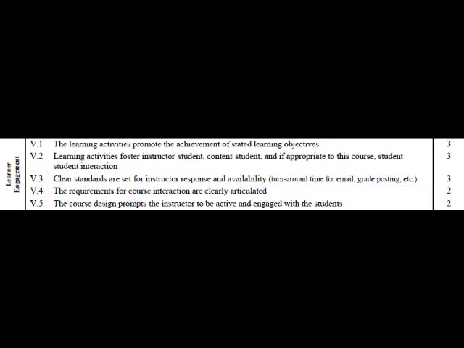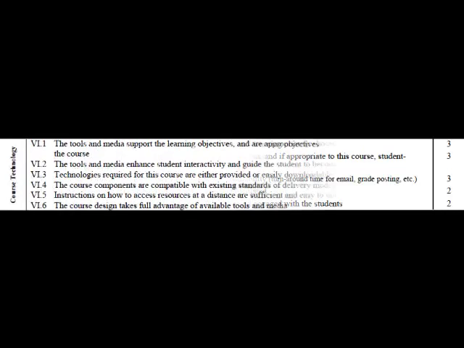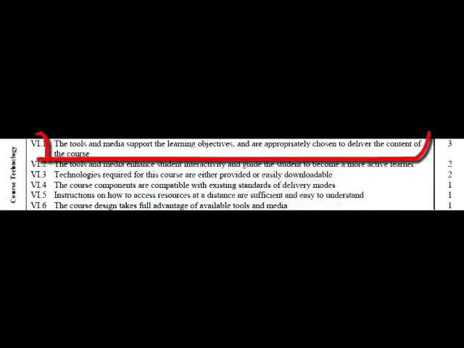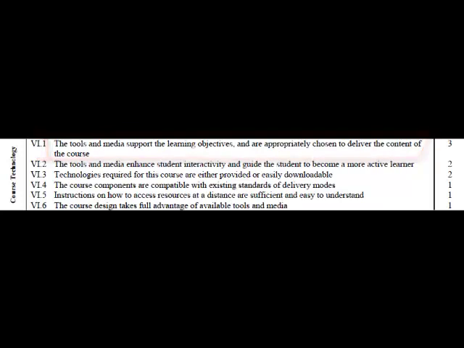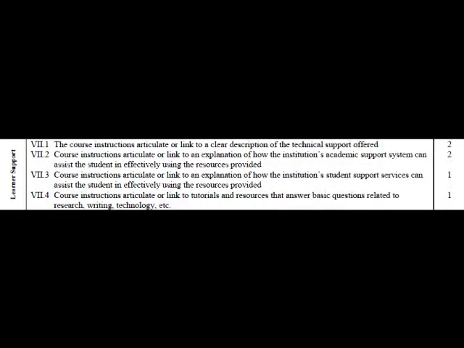Now, many of these elements can be handled within your Start Here module, where you're actually describing your expectations and also describing some of your policies regarding things like instructor response. Course technology, the next section: the tools and media support the learning objectives and are appropriately chosen to deliver the content of the course. Only one level 3 for the course technology area. Learner support, no level 3 there, but nonetheless, a couple of things are important there, particularly the first one.